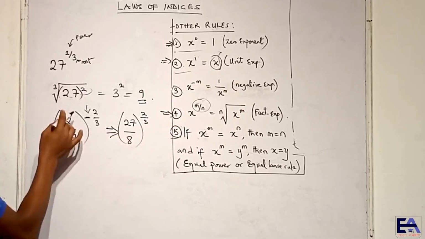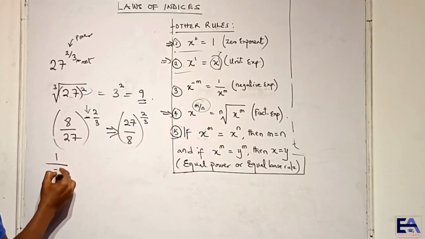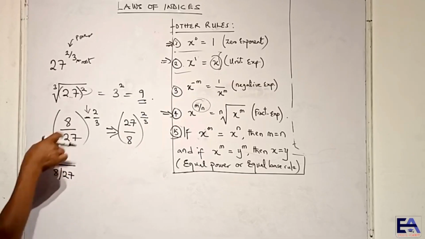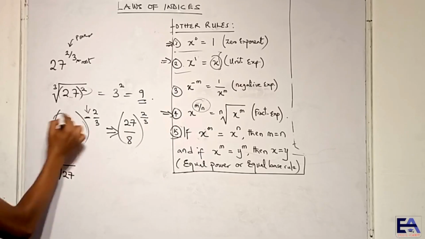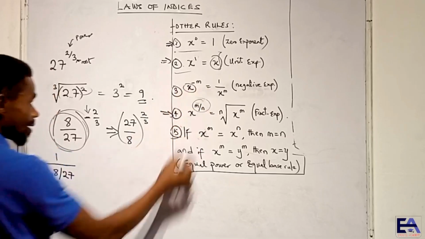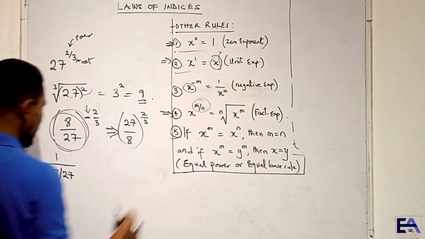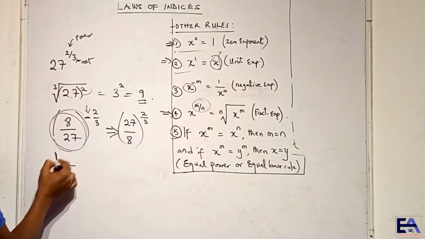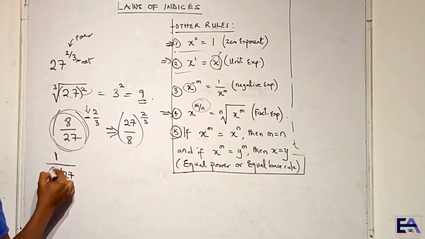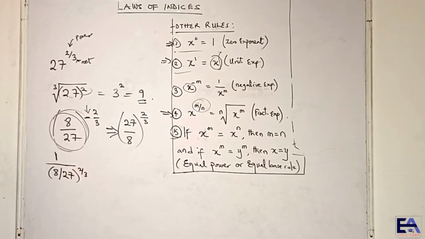What we did is that 8 over 27, we have it as 1 over 8 over 27. That is the reciprocal of 8 over 27. So the whole of 8 over 27 is the base, just like this x here. The way we have it as 1 over x raised to the power m is the way we are having it as 1 over the whole of this, which represents that x. That is 8 over 27, but everything raised to the power what? 2 over 3. So that's how it is.